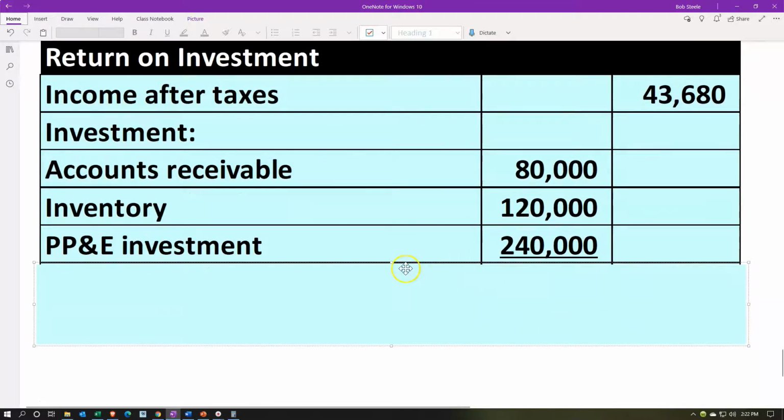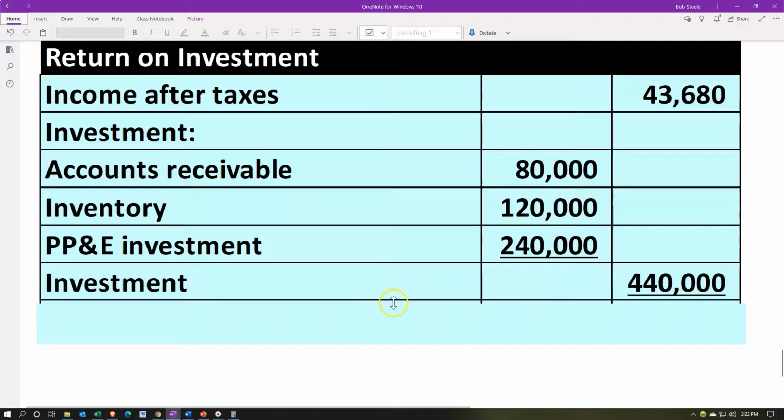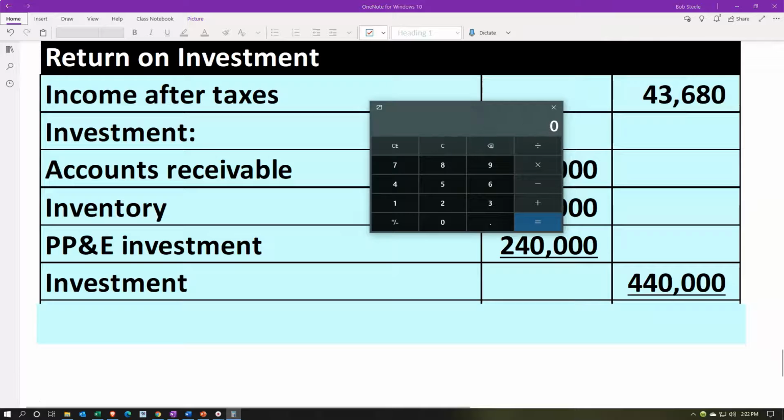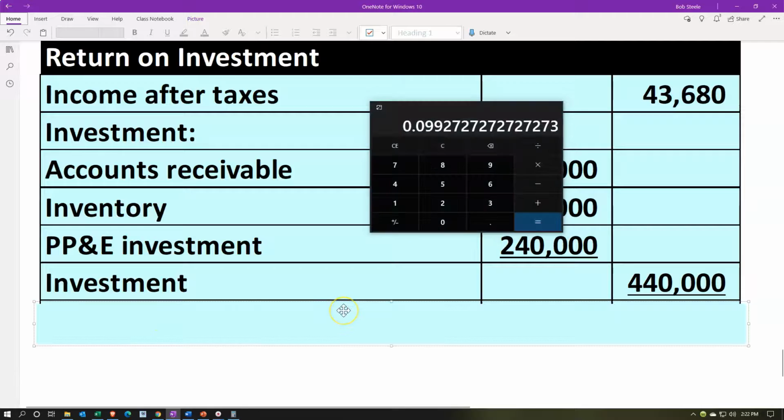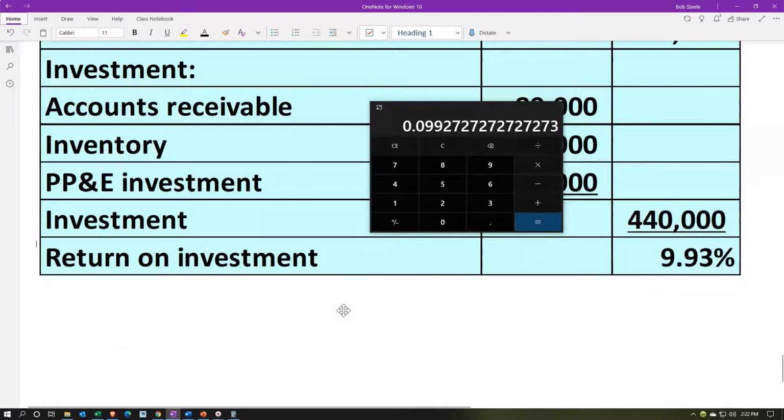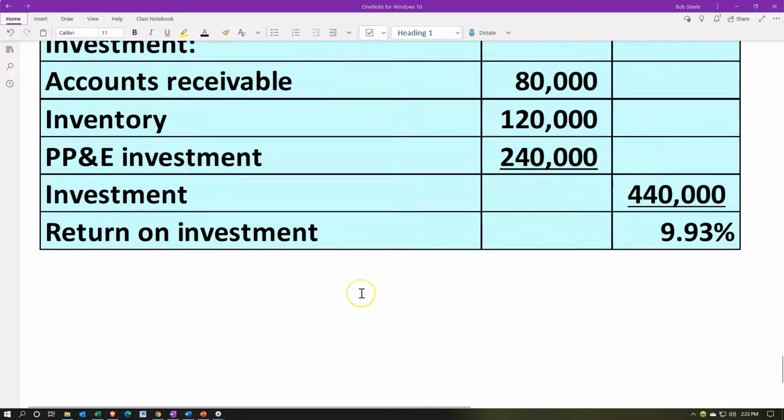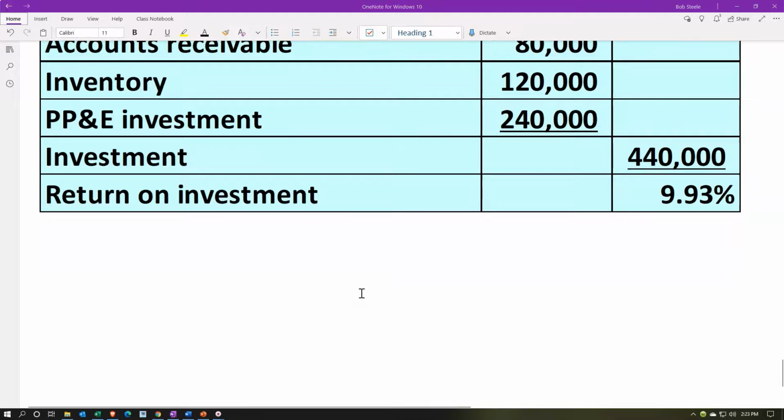And that's going to be added up, the 80,000 plus the 120 plus the 240 increase in the assets of 440,000. So then if we divide this out, we're going to take the 43,680 increase in net income divided by the increase in assets, which basically is like our investment, 440,000. And that's going to give us our return of about, moving the decimal over, 9.93. Now, obviously there could be rounding. There's rounding involved here, so about 9.93%.